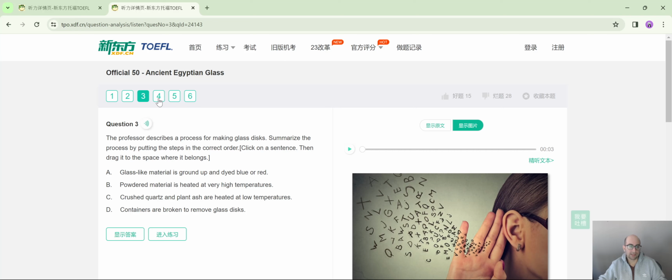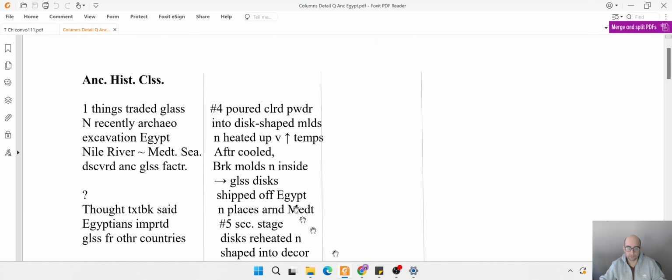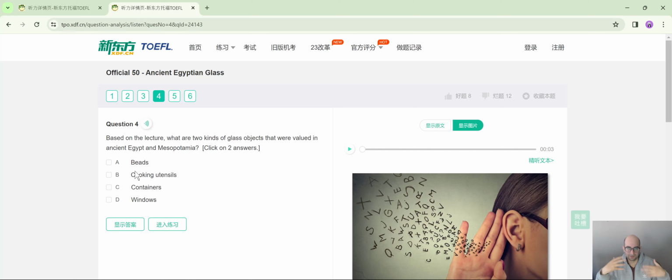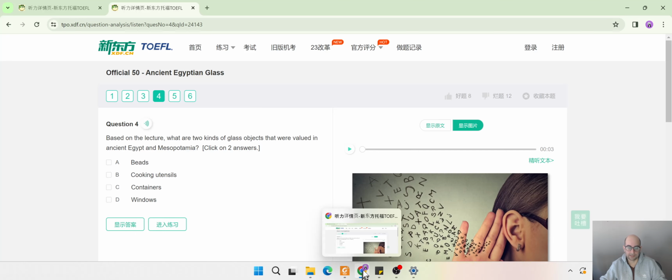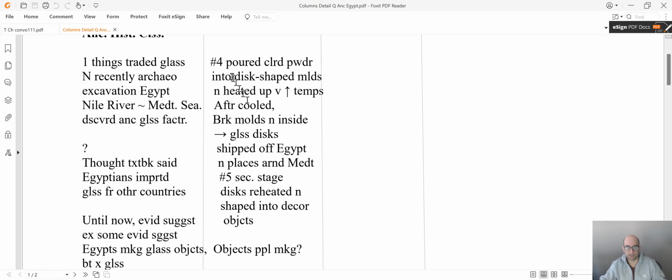All right, so now let's take a look at another one here. Okay, so question four, based on the lecture, what are two kinds of glass objects that were valued, so that were respected, right? That were basically seen as precious in ancient Egypt and Mesopotamia. So find that bit about the two kinds of objects in your notes, guys. So these are our keywords. Okay. And sometimes, just an advanced tip, if you're really not finding it in your notes, or you have trouble reading your handwriting, maybe read the first item. That way it warms up your mind, and you might see it. You never know.